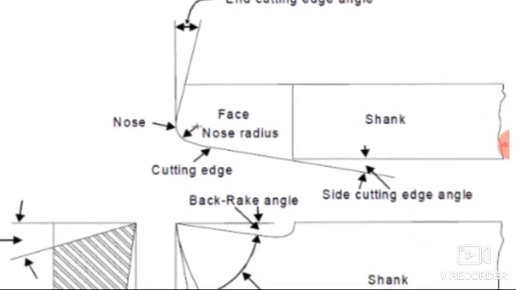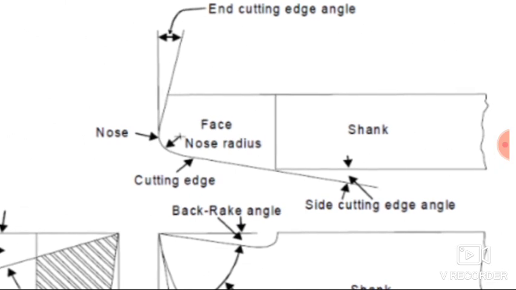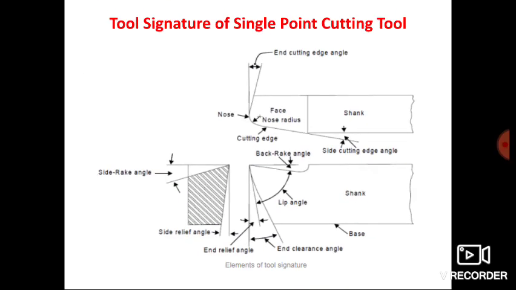Here you can see the side cutting edge angle. It is the angle between the side cutting edge and the side of the shank, known as the side cutting edge angle. So these are the different angles associated with a single point cutting tool.